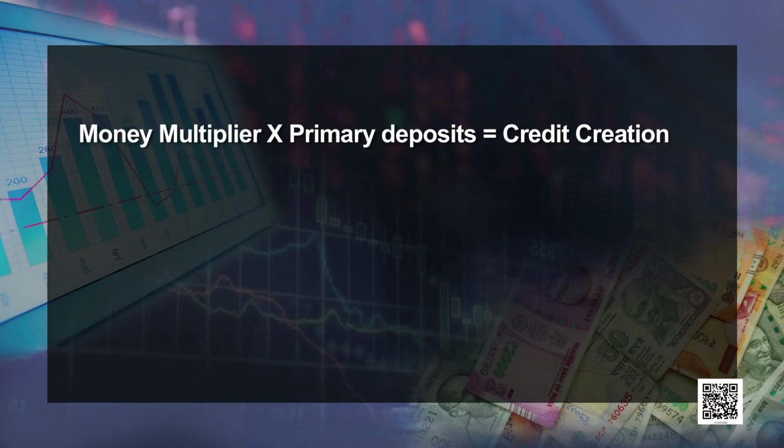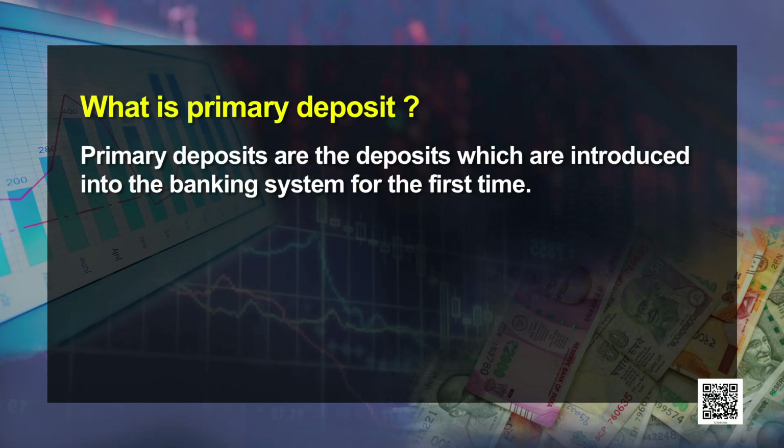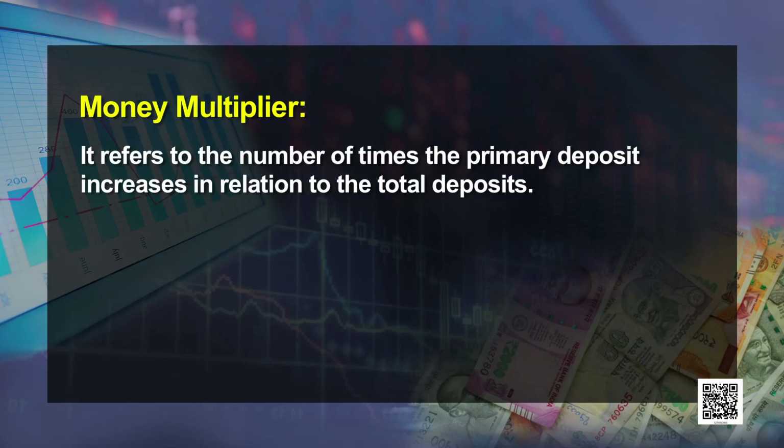So the formula for credit creation is money multiplier into primary deposits. Now you would ask, what is primary deposit? Primary deposit is the deposits which are introduced into the banking system for the first time. In our example, it was 10,000 rupees. Money multiplier refers to the number of times the primary deposit increases in relation to the total deposits. So let's suppose that 10,000 rupees has now become 50,000 rupees, so my money multiplier would be 5 times.